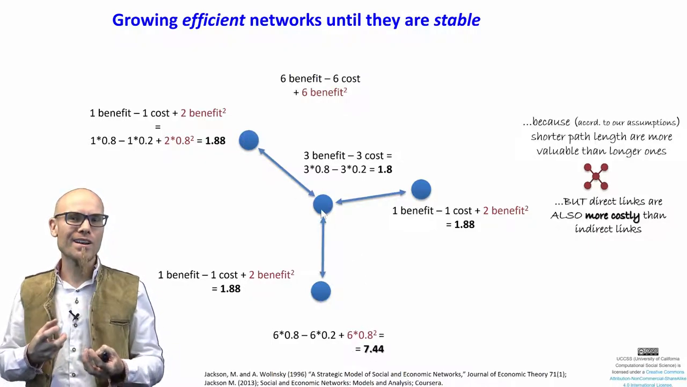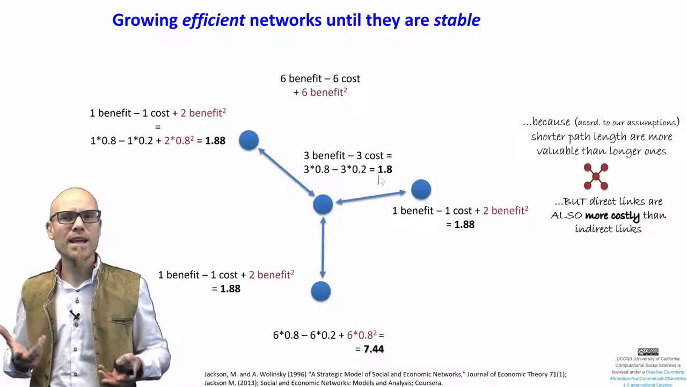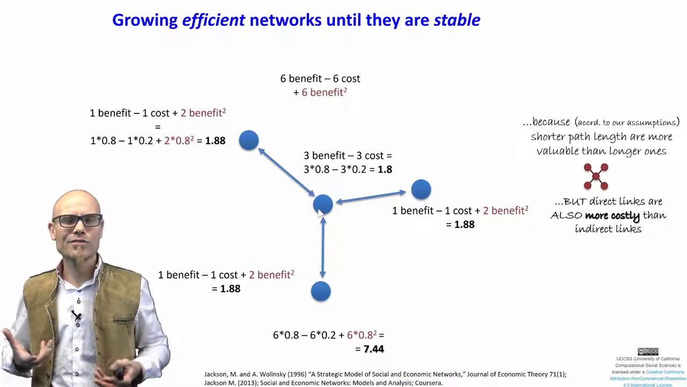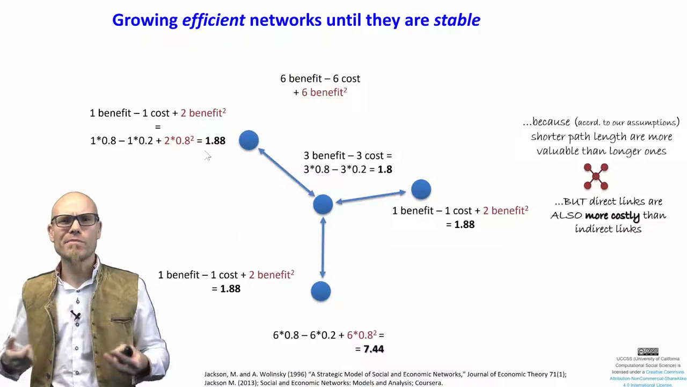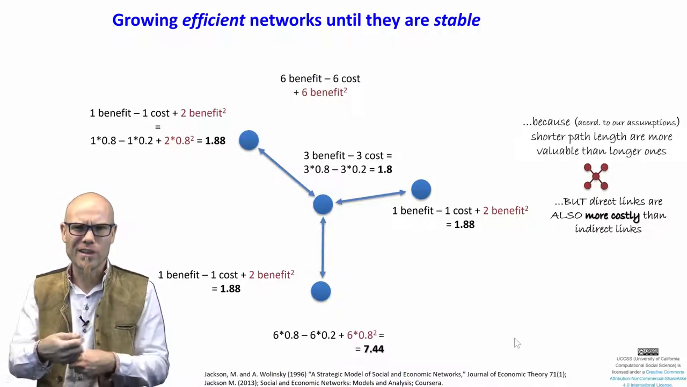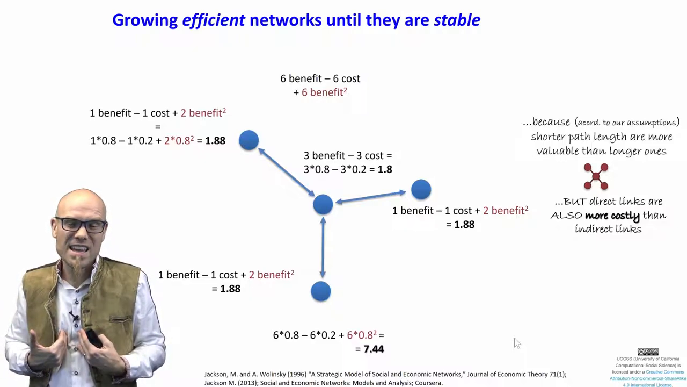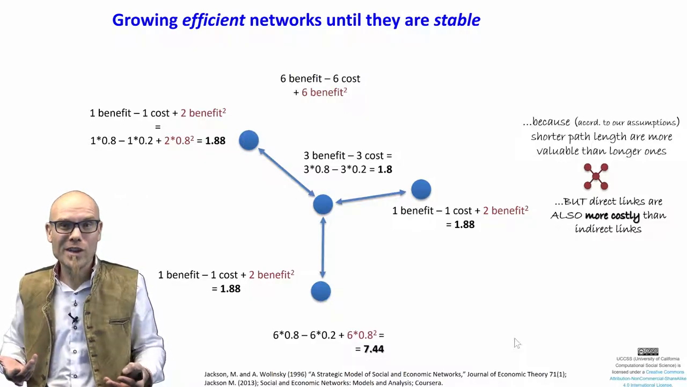Some, especially the middle node, actually has less net benefit and will start complaining. Right? Like, I have to do the work here of intermediating. You guys are benefiting from these indirect benefits. And I'm here in the middle just passing on messages all the time. And you guys over there, you only have to worry about one connection with me. And I have to talk with all three of you.